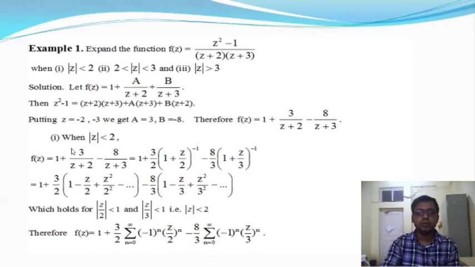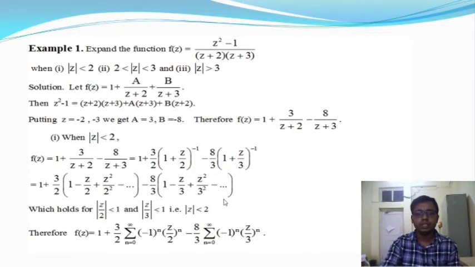Now we are going to find the Laurent series expansion in the region modulus of z less than 2. So here f of z is equal to 1 plus 3 by z plus 2 minus 8 by z plus 3, after decomposition, okay, for the given function. When we take 2 common from the denominator, we will get 1 plus 3 by 2 into 1 plus z by 2 whole to the power minus 1. And in the third term, when we take 3 as common, we will get minus 8 by 3 into 1 plus z by 3 whole to the power minus 1.